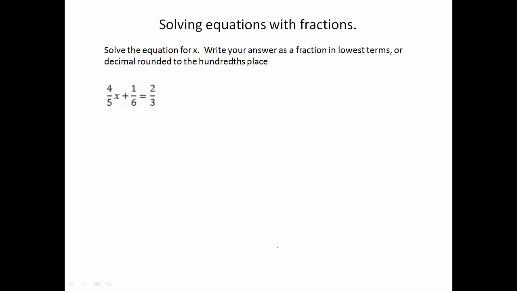Alright, so I'm going to solve the equation for x, and the directions say to write your answer as a fraction in lowest terms or a decimal rounded to the hundredths place. There are at least three different possible methods for dealing with the fractions in this equation. I'm not going to use the textbook's method first, but I will go over that method. The first method I'm going to use is the direct approach.